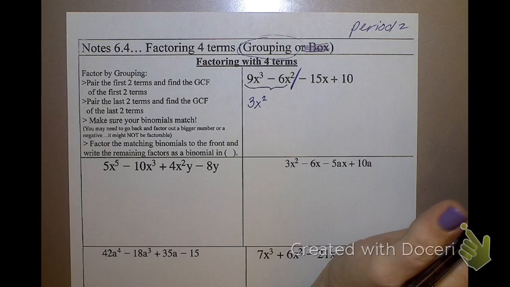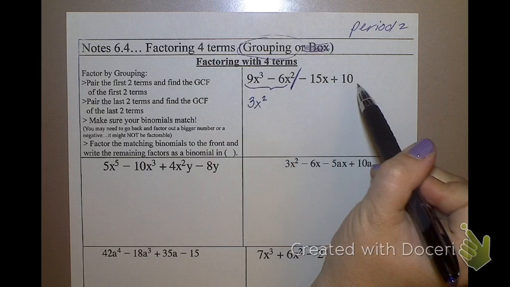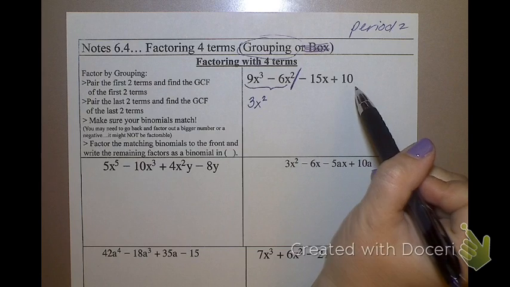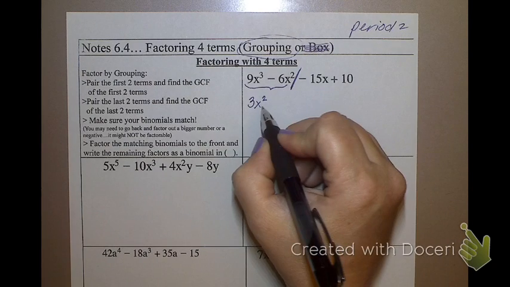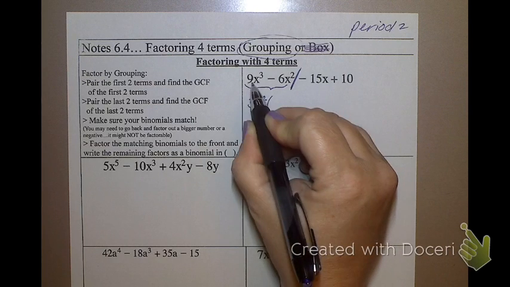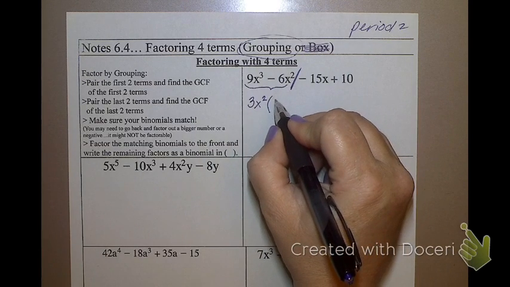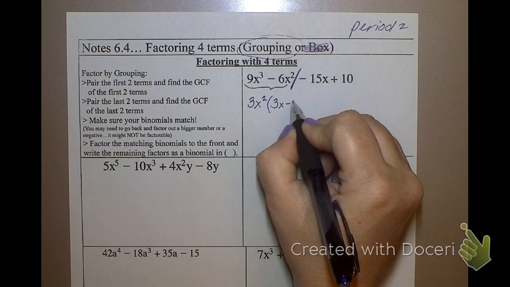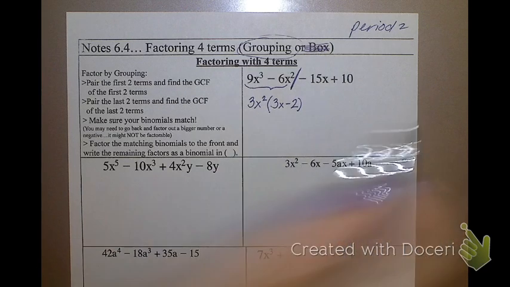Now, something I should have asked beforehand, and I didn't, is do all 4 terms have something in common that I should have taken out to begin with? No, because that 10 is not divisible by 3, so it kind of messes me up. All right, so thankfully I was covered there. If I took 3x squared out of those 2 terms, what would be left inside now? 3x minus 2. Okay, so far so good.